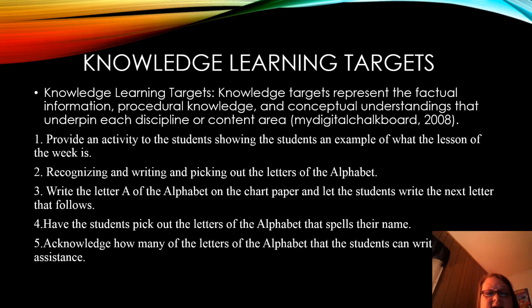Number 1. Provide an activity to the student showing the student an example of what the lesson is of the week. Number 2. Recognizing, writing, and picking out the letters of the alphabet. Number 3. Write the letter A of the alphabet on chart paper and let the students write the next letter that follows. Number 4. Have the students pick out the letters of the alphabet that spell their name. Number 5. Acknowledge how many of the letters of the alphabet the students can write and know without any assistance.